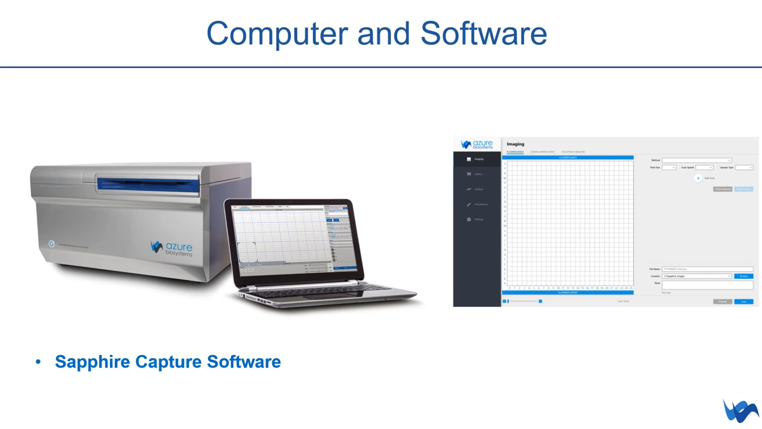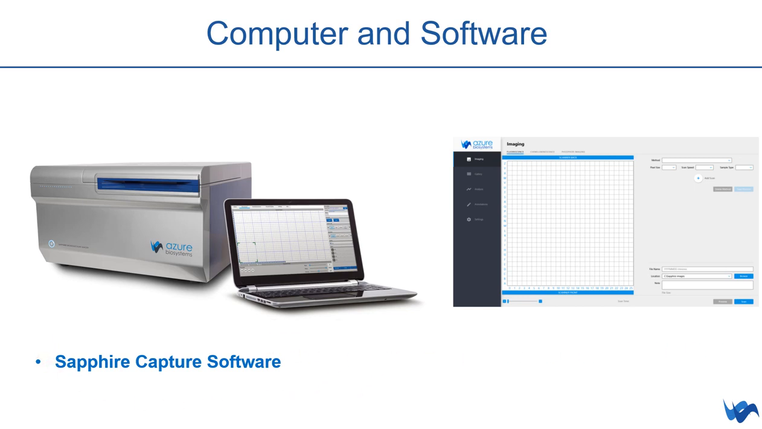The Sapphire comes to you with an external computer, and you as a user can choose if you want a laptop or a high performance desktop computer with a great big 20-inch screen. Of course, the capture software is also included.